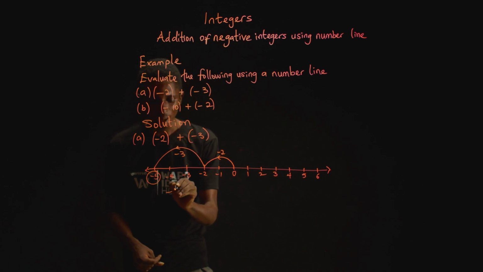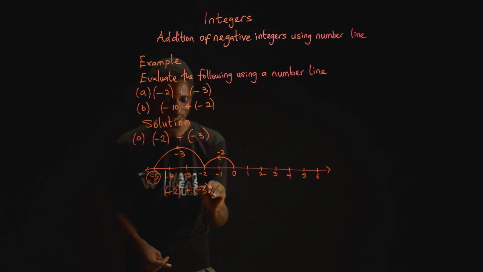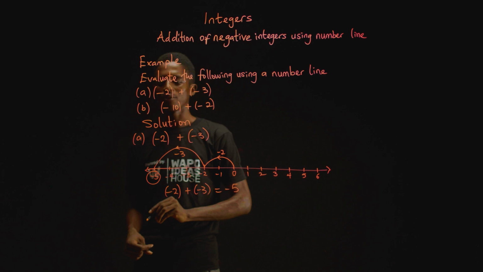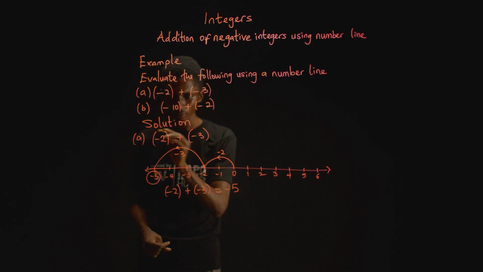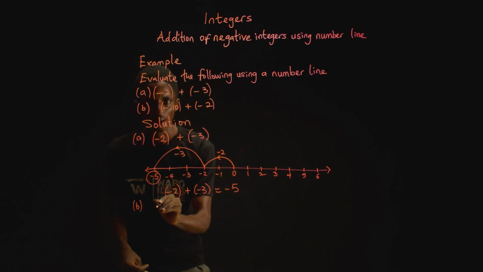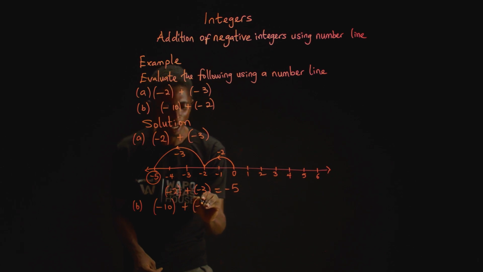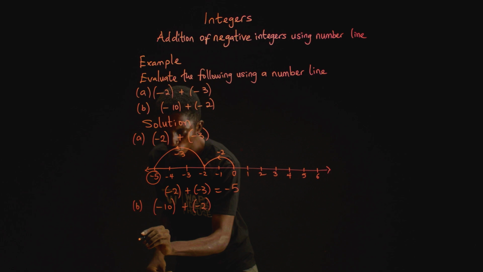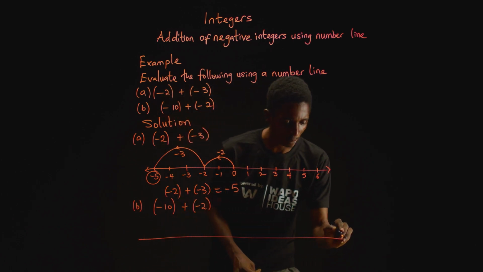That is -2 plus -3 equals -5. Good. B. -10 plus -2. To perform this, we also draw our number line.